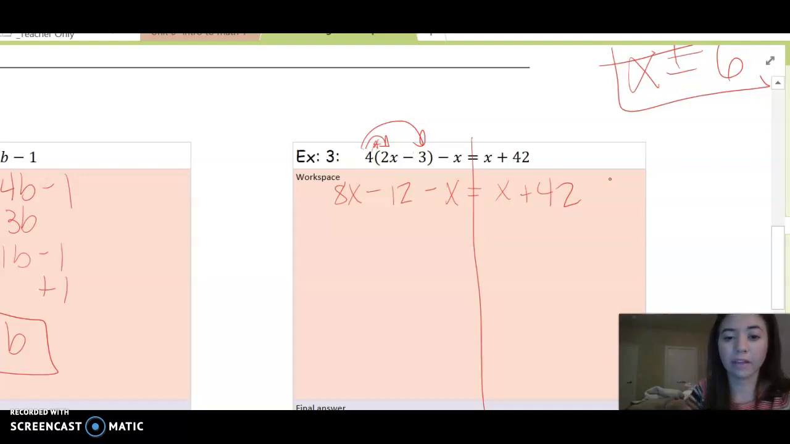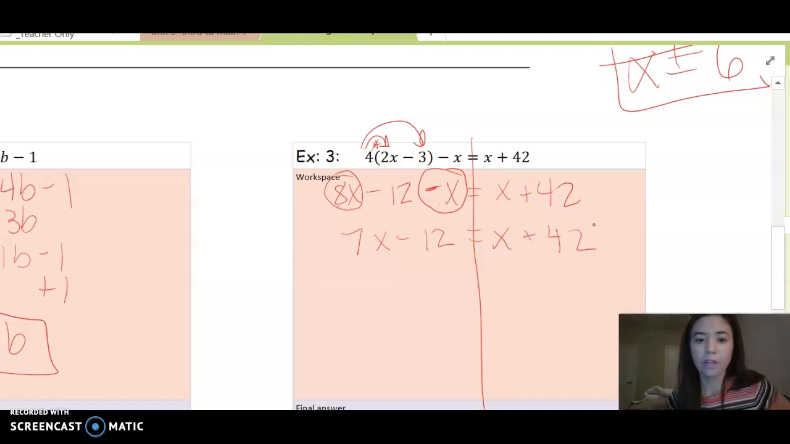Now we check to combine like terms. On my left side, I have an x term here and a negative x here. Again, that sign matters. So 8x minus x is going to give me 7x. I have minus 12 equals x and 42. There's nothing I can combine, so I'm going to just rewrite that down here. Okay, now we've simplified.